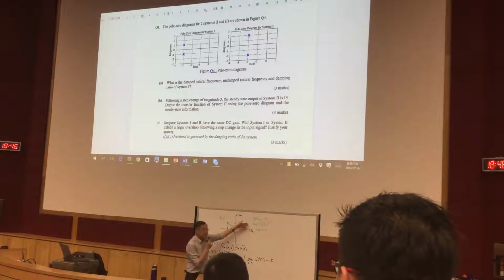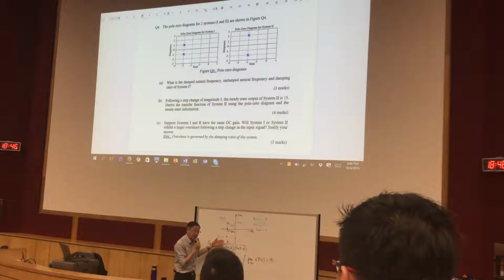Now you already found the zeta for system 1. Can you find the zeta for system 2? You can, because you know where the poles are. And you see which one is bigger.